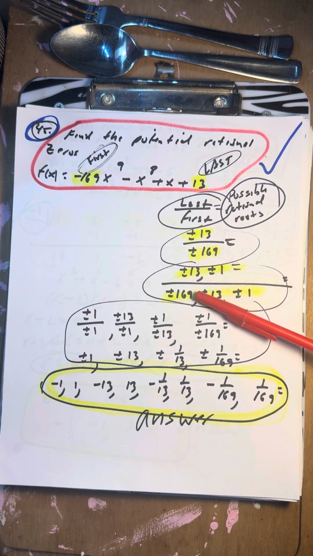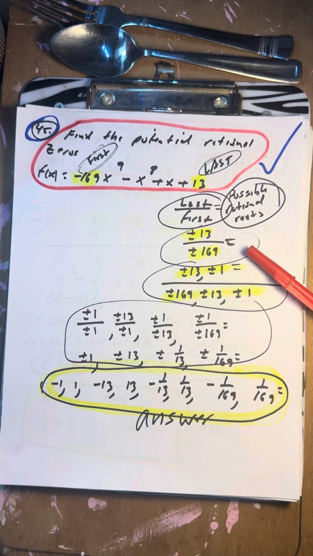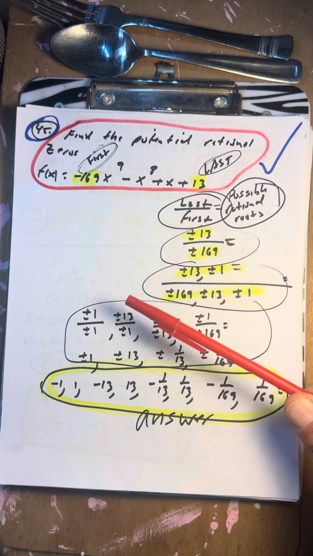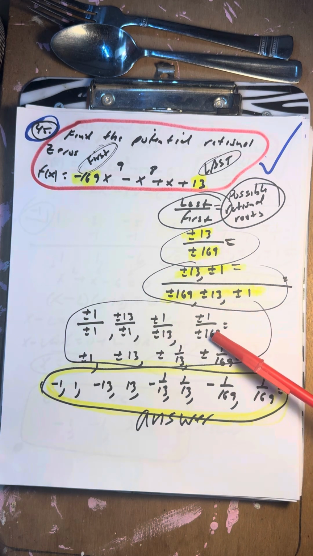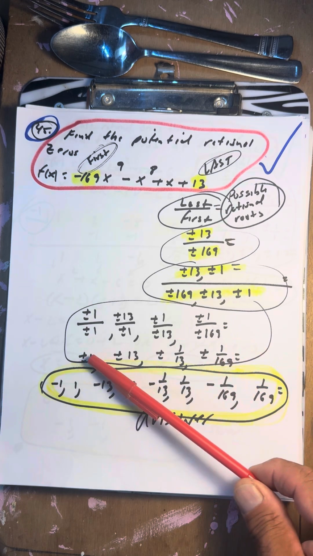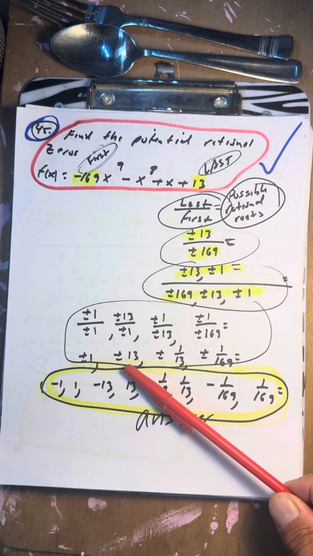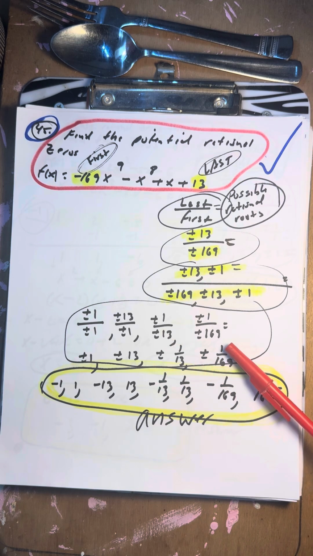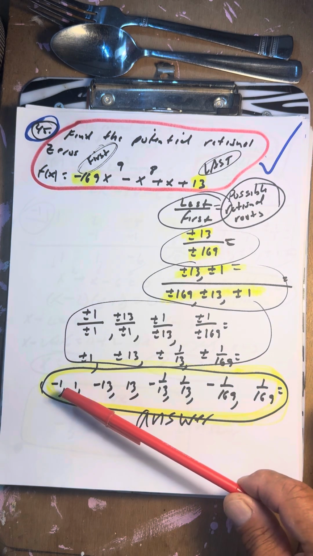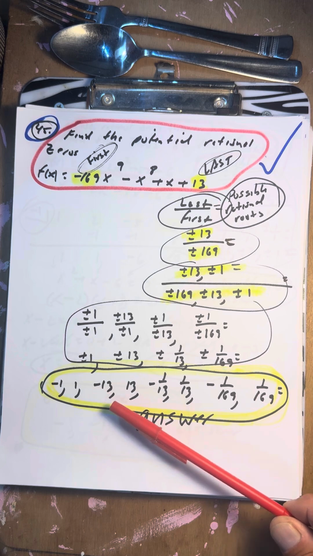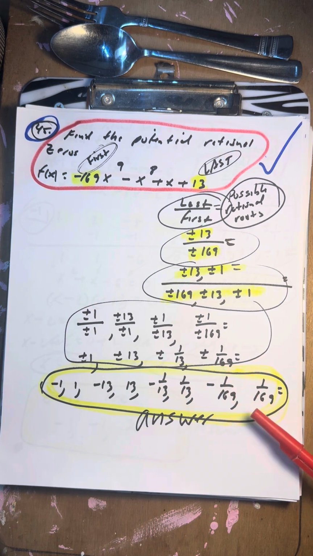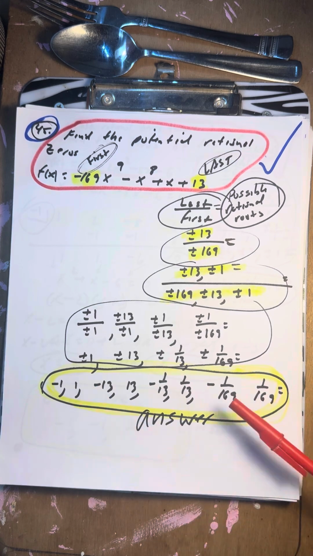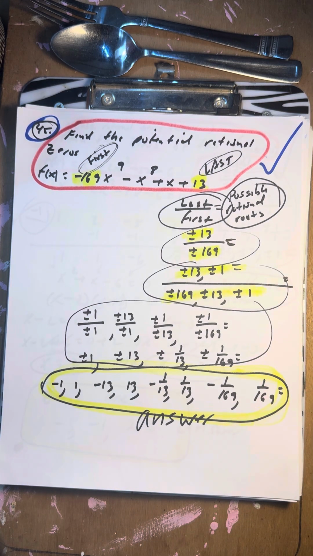So now all the combinations of this are going to be the possible rational roots of this guy. So it could be plus or minus 1 over 1, plus or minus 13 over 1, plus or minus 1 over 13, plus or minus 1 over 169. And this reduces to plus or minus 1, plus or minus 13, plus or minus 1 over 13, plus or minus 1 over 169. Or you can say negative 1, positive 1, negative 13, positive 13, negative 1 over 13, positive 1 over 13, negative 1 over 169, and positive 1 over 169. These are all the possible rational roots of that guy.